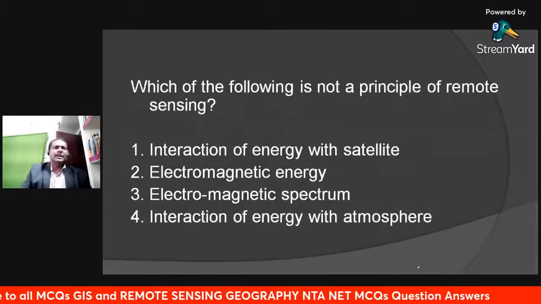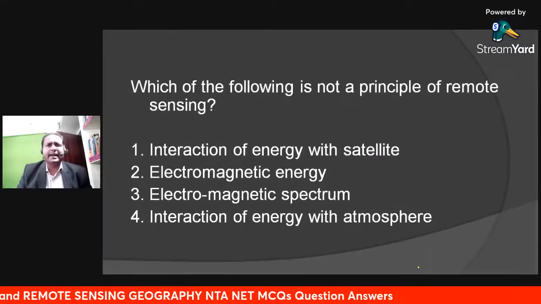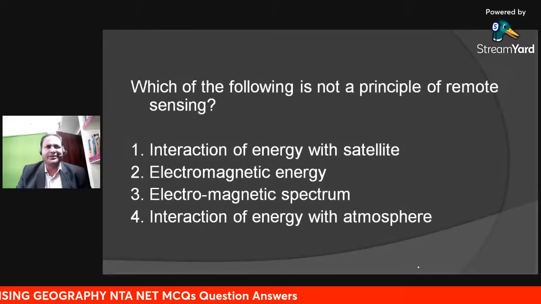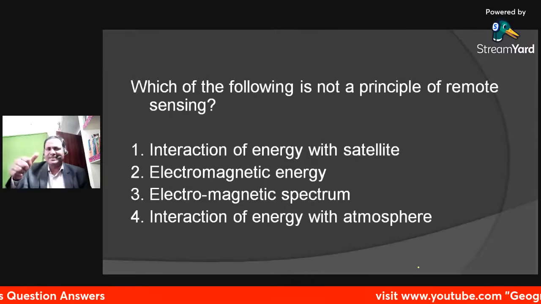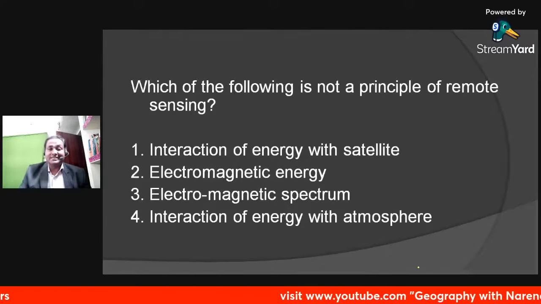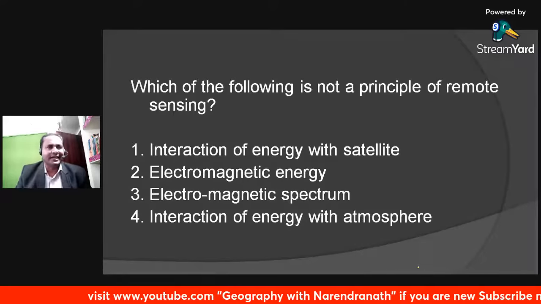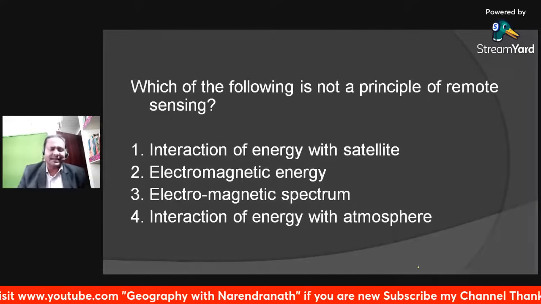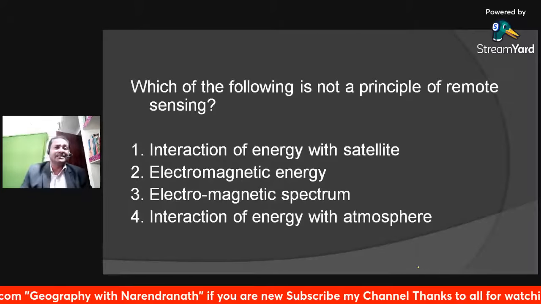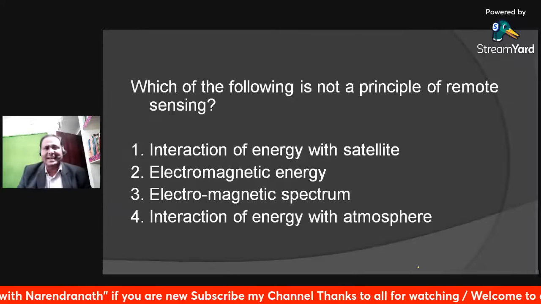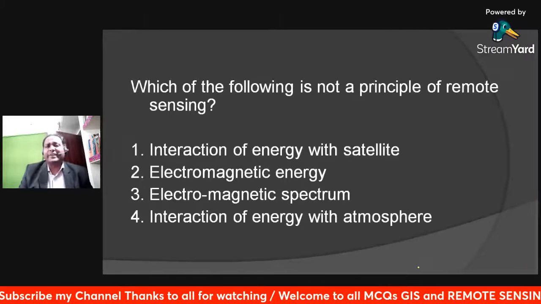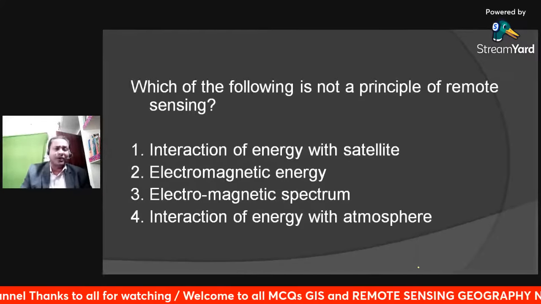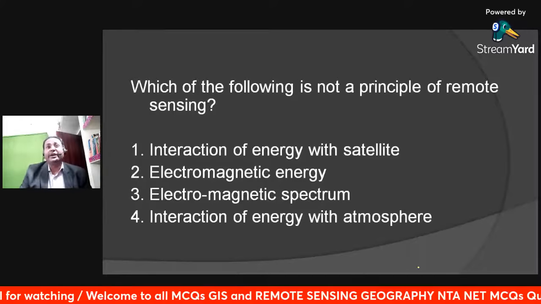So another question: which of the following is not a principle of remote sensing? If you're new, must subscribe and don't forget the like button, because it is more inspiration for me. Basically there are four options: interaction of energy with satellite, electromagnetic energy, electromagnetic spectrum, and interaction of energy with atmosphere. Very interesting question for NTA NET.